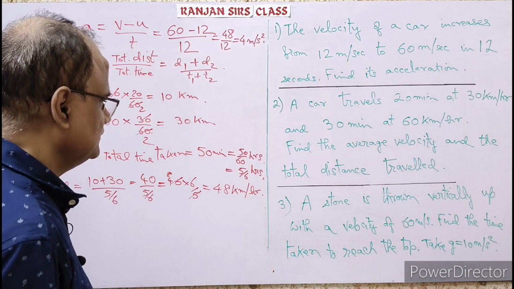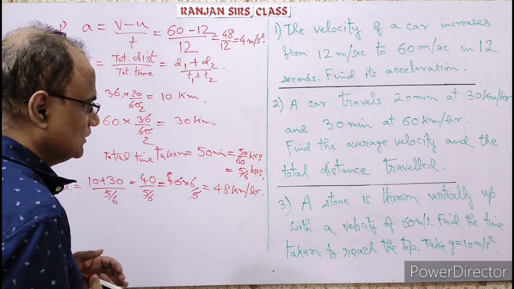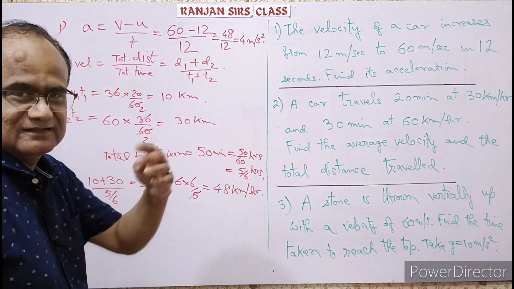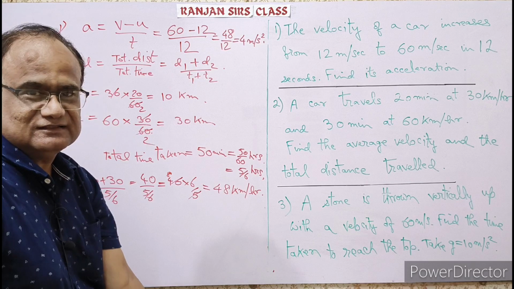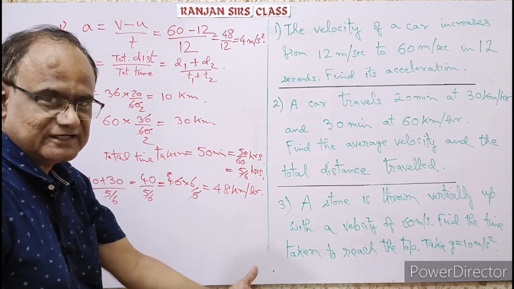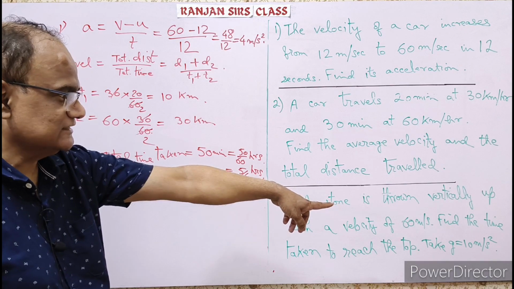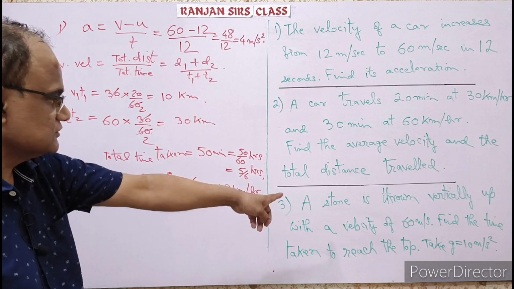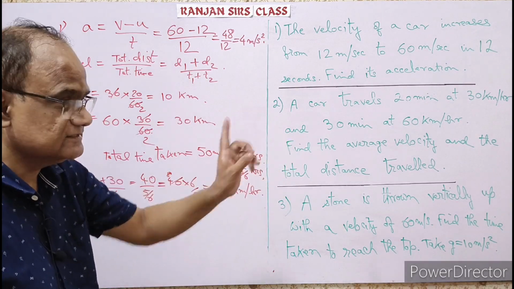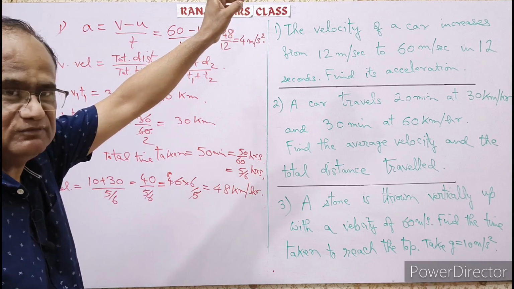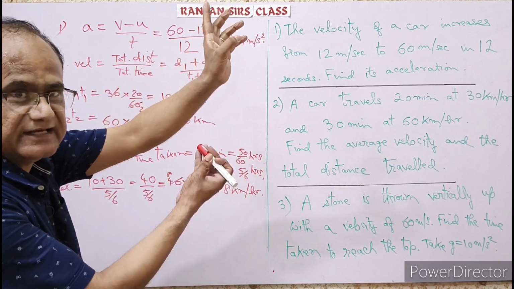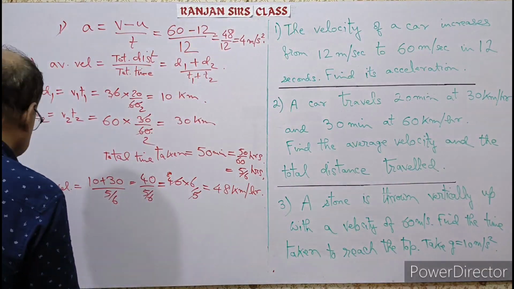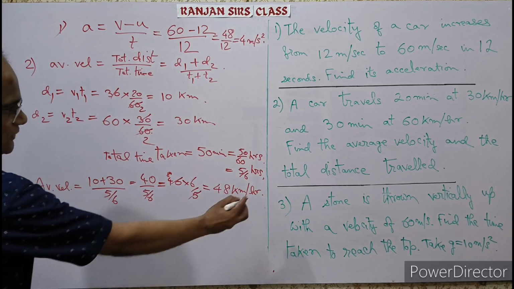Okay. Number 3. A stone is thrown vertically up with a velocity of 60 meters per second. Here is where the acceleration due to gravity, the force of gravity, is coming into picture. Here they have given us acceleration due to gravity should be taken as 10 meters per second square. The stone is thrown vertically up. Remember, it is thrown vertically up. Therefore, g will be negative because it is acting in the direction opposite to the direction of motion of the ball. Got it? Good.